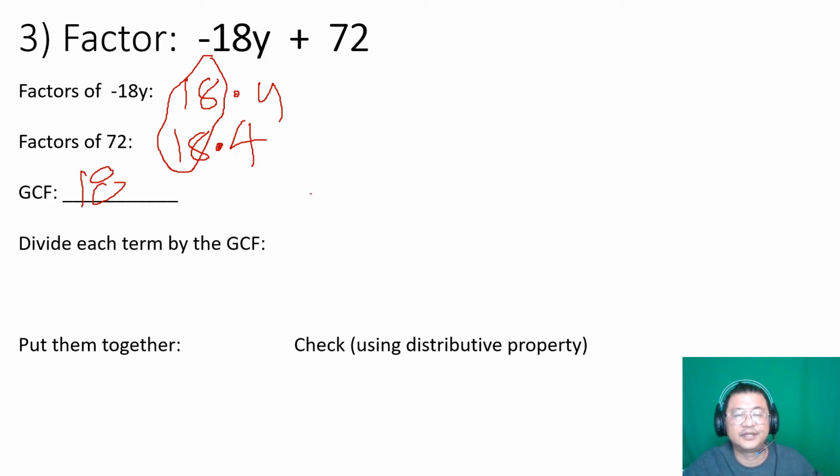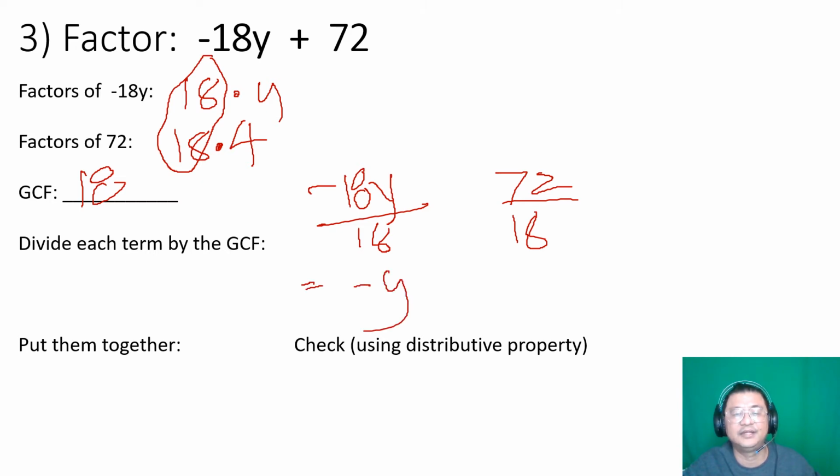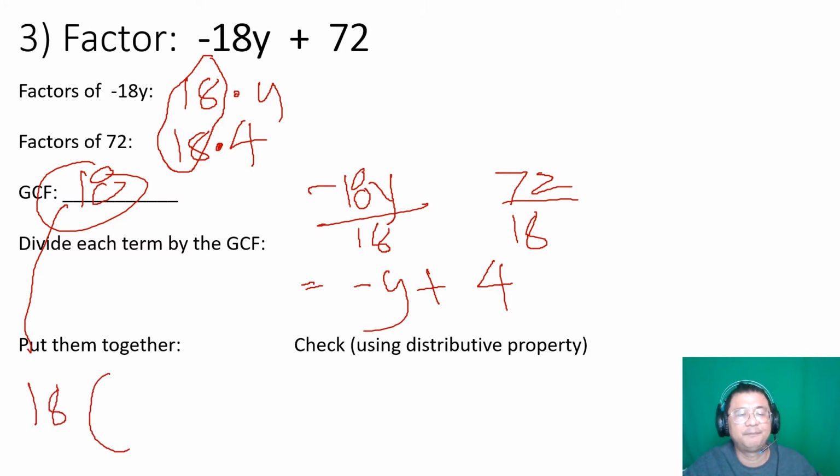So let's try negative 18y divided by 18 and 72 divided by 18. The first one becomes negative y. The second one becomes positive 4. So that 18 is outside. The parenthesis will be negative y plus 4. So this is our answer.